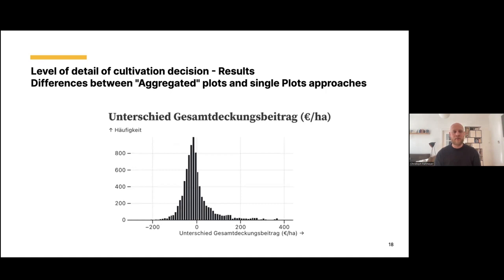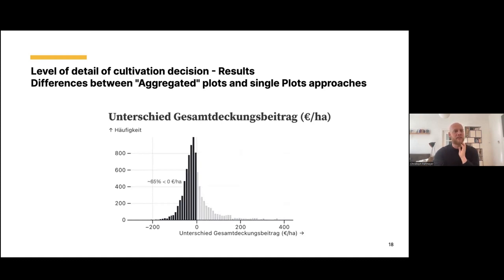So we see on average there's very little difference, but we have quite a wide distribution. And especially if you look at those, let's say 200 euro per hectare differences, that can be quite a lot of money if you scale it up to a larger farm. That is just because of the methodological differences in how we actually use the bioeconomic models.